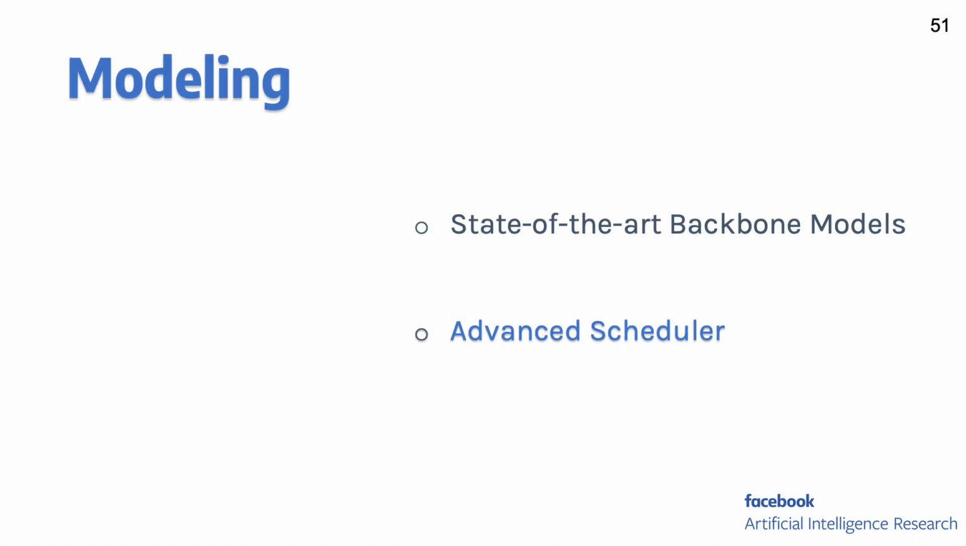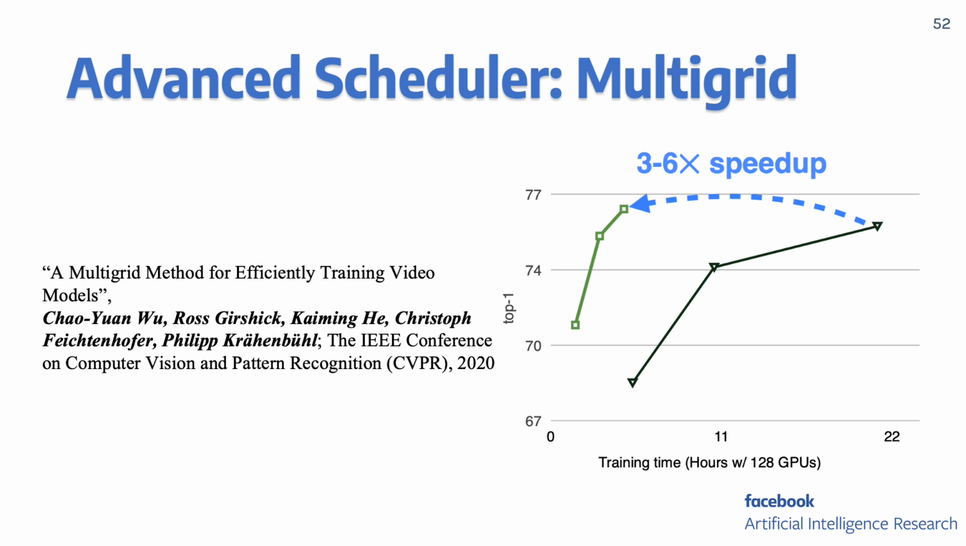Besides the state-of-the-art backbones we support in the PySlowFast codebase, we also support some advanced schedulers. Multigrid is another CVPR paper from the team, which will be presented on Tuesday. The authors are Chaoyuan, Ross, Kaiming, Christoph, and Philipp. The paper introduced a multigrid method to significantly speed up video training time by 3 to 6 times, while in the meantime achieving similar or higher performance. You can find the detailed implementation in the PySlowFast codebase now.